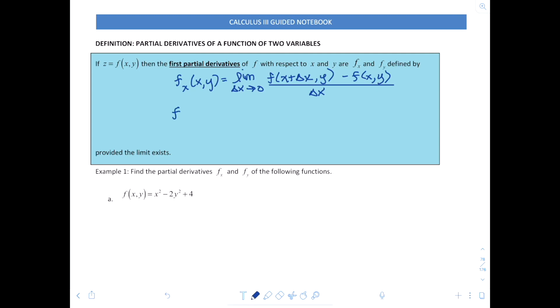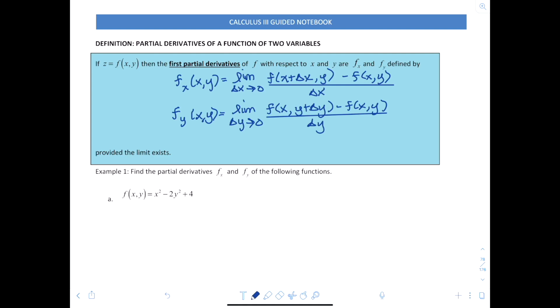And the first partial derivative of f with respect to y, what do you think we change? Beautiful. Now we evaluate the limit as delta y approaches 0 of f at x, comma, y plus delta y minus f at x and y all over delta y. Cool, cool? Provided, of course, that the limit exists.